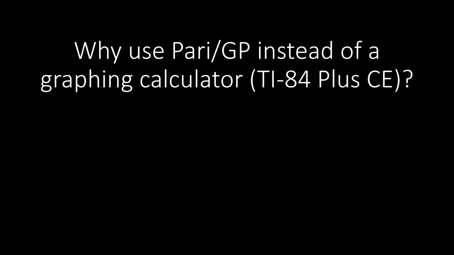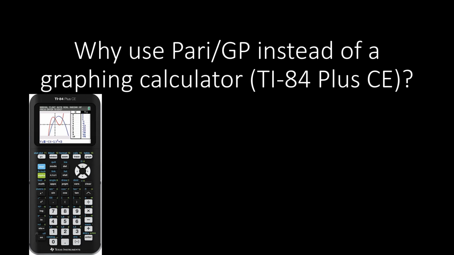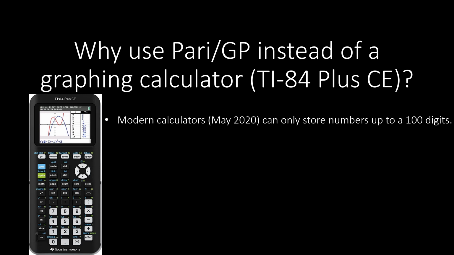I will make a case on why you might want to use something like this. So why would you want to use Pari GP instead of, for example, your graphing calculator? Let's say you have a graphing calculator, like a TI-84 Plus CE or any other graphing calculator. Why would you want to use software like Pari instead of just using your calculator? There are several reasons. One is that modern calculators, as of May 2020, can only store numbers up to 100 digits. Now, 100-digit numbers are not small, but they are small in some cases when you have to do computations in number theory. You want to do, for example, some experimentation with some numbers, and some of those numbers might be larger than that. So the calculator won't be able to handle those types of numbers.